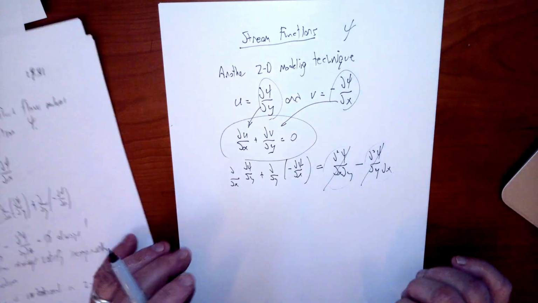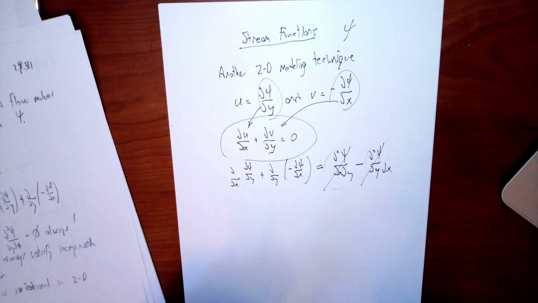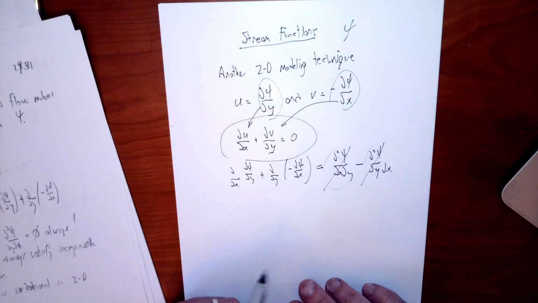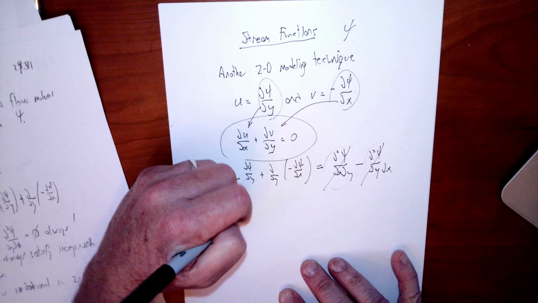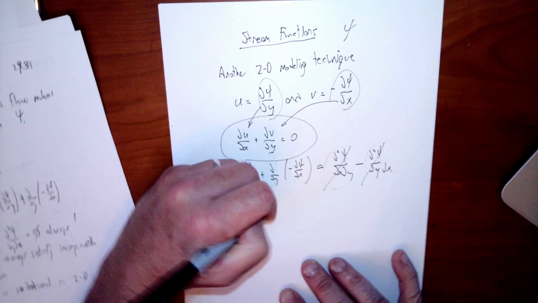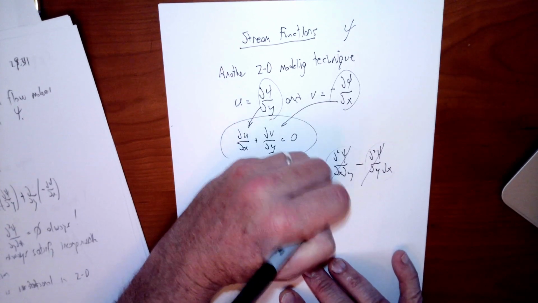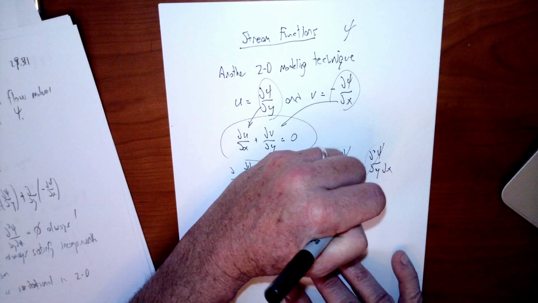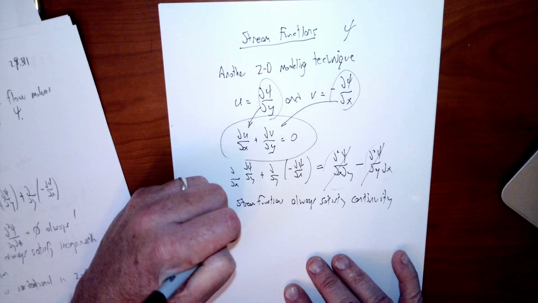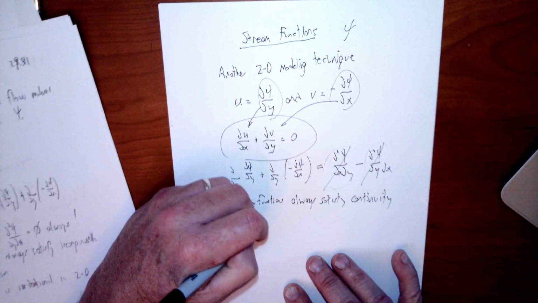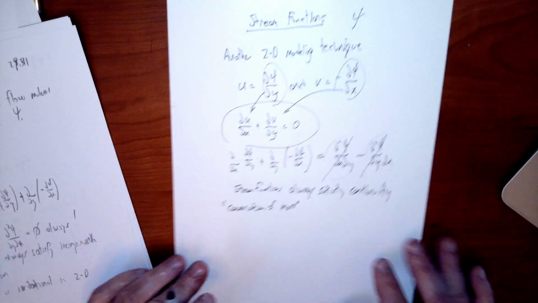So as long as the flow is incompressible and you use this definition, the stream function, you automatically satisfy continuity. So stream functions always satisfy what we call continuity or conservation of mass. So that's nice. That's a feature. You don't have to worry about the conservation of mass equation.